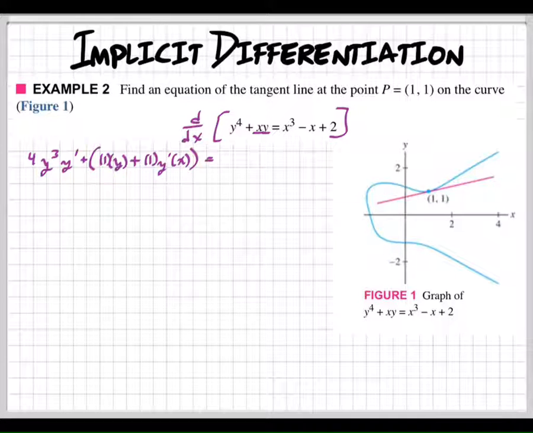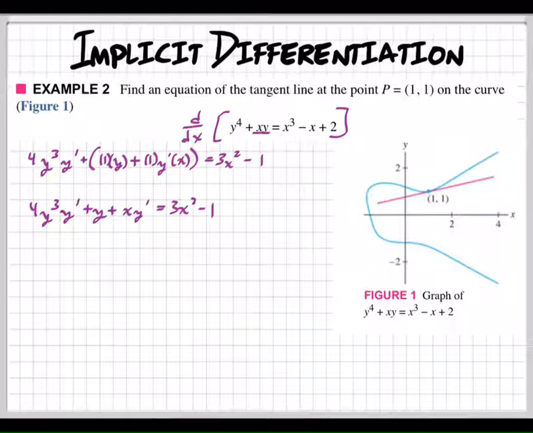We have an x to the third. Yay, that's a regular one. We have 3x to the second power. And then we have a derivative of x, which is 1. And derivative of a constant is 0. Peace out, 2. You are ugly. All right. So let me clean this up a little bit. We have 4y to the third power y prime plus y plus x y prime. And then on the other side we have a 3x squared minus 1.